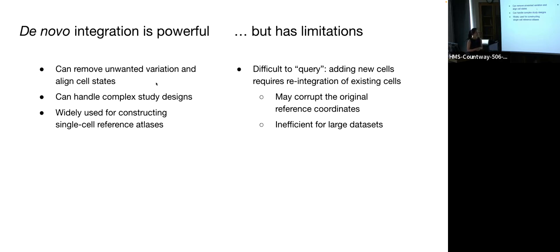And the main one I want to focus on is that it's difficult to query, and that is, it's difficult to add new cells to the reference once you've already made it, because it requires you to reintegrate all the existing cells. And that may cause problems like corrupting the original reference coordinates for these cells that were previously there. And it's very inefficient for very large scale data sets, where you have to send large data matrices across different groups potentially, or rerun large processing pipelines on many cells.